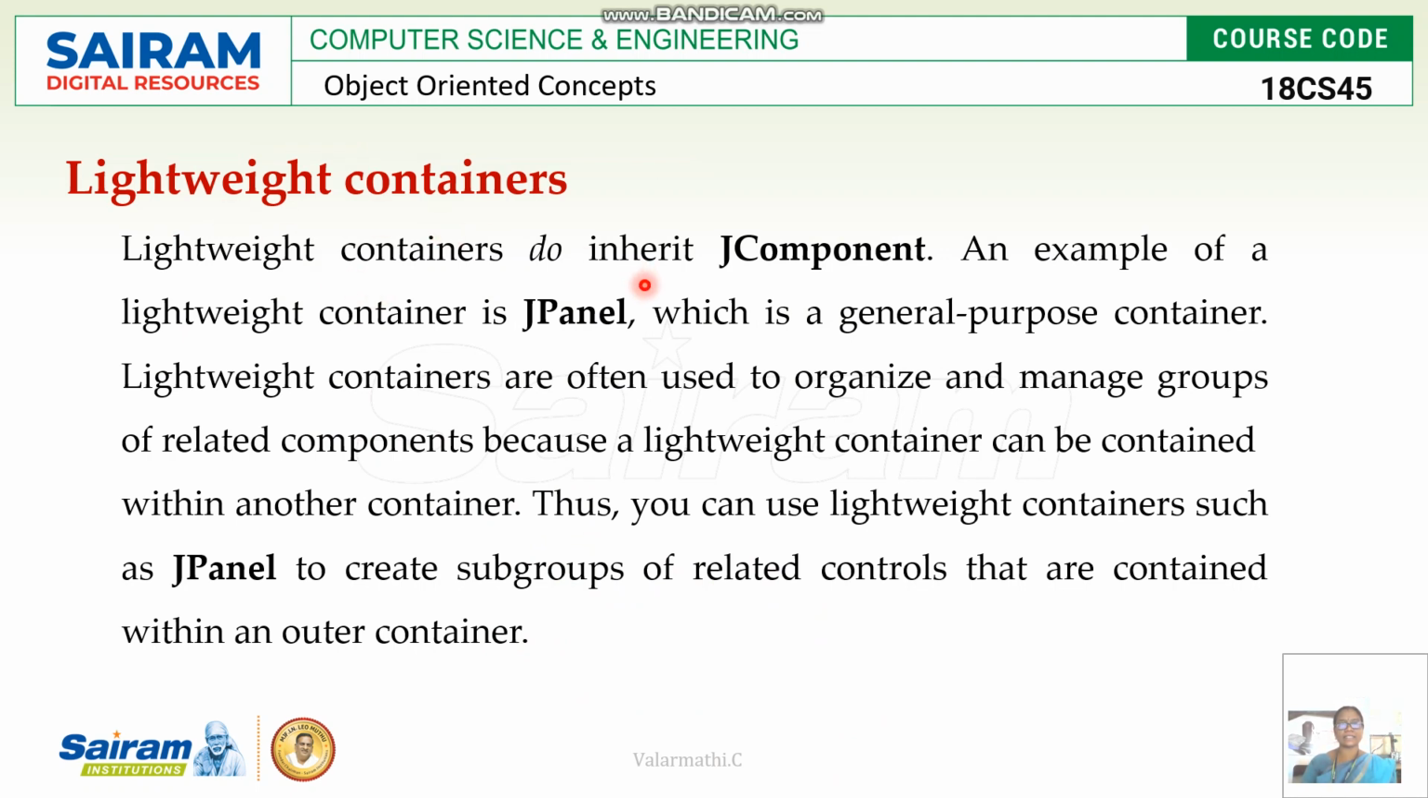Lightweight containers are all inherited from JComponent, as we know. And JPanel is the best example. If you take JPanel, it creates a subgroup of related controls. For example, if you create one Java panel, it may have one text field, one combo box, and a list box, like when you are filling in a simple form, how it looks.